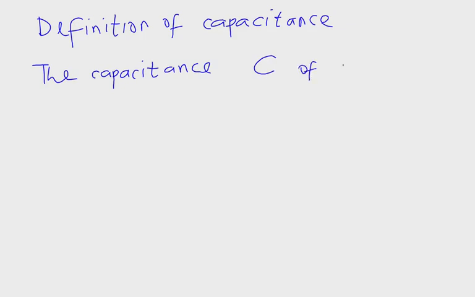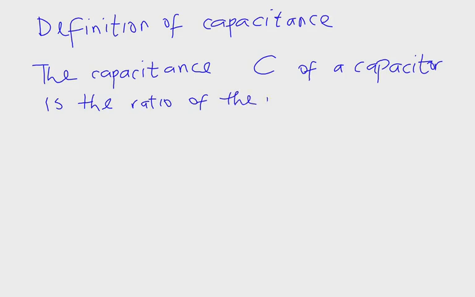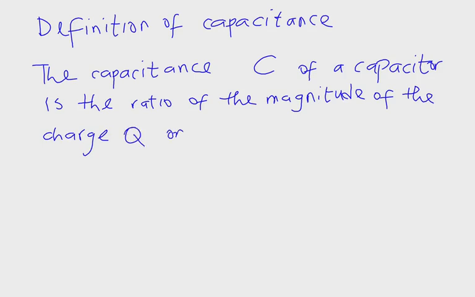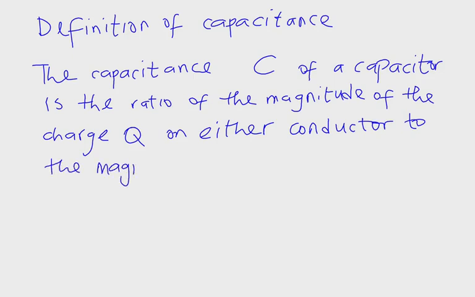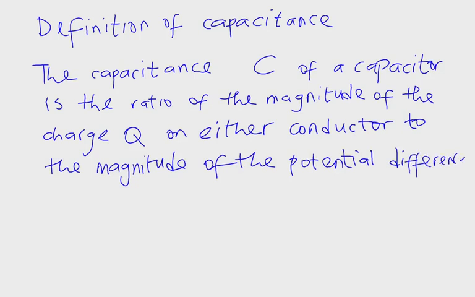The definition of capacitance: the capacitance C of the capacitor is the ratio of the magnitude of the charge Q on either conductor to the magnitude of the potential difference V between the conductors.